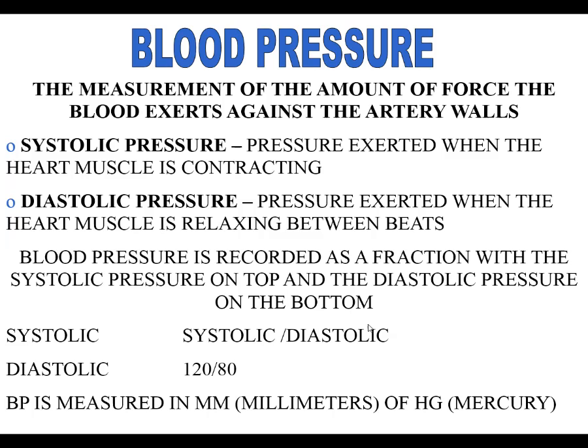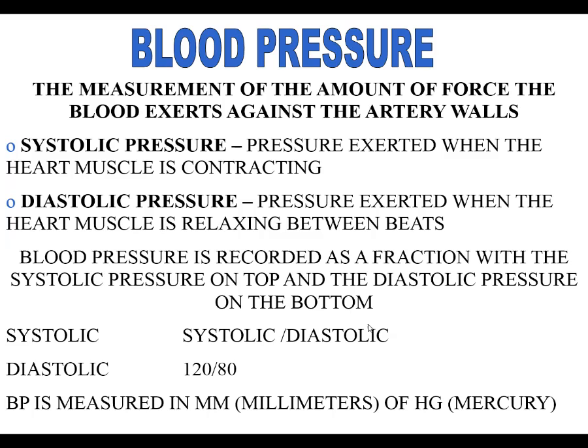So the top number when you do a blood pressure, if somebody's blood pressure is 120/80, the systolic portion of the blood pressure would be 120, and that's how hard the heart has to push to move the blood through the arteries. Systolic blood pressure is when the heart's contracting, and that would be the top number. Diastolic would be the bottom number. That would be the pressure that the heart still maintains between beats.